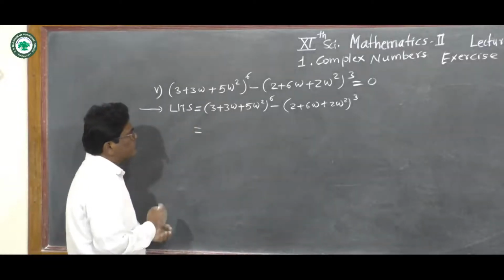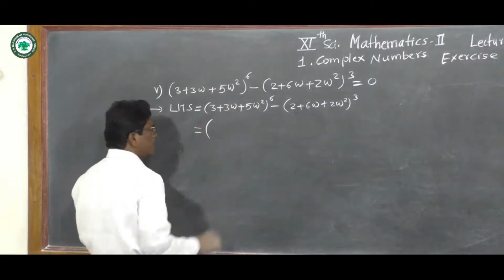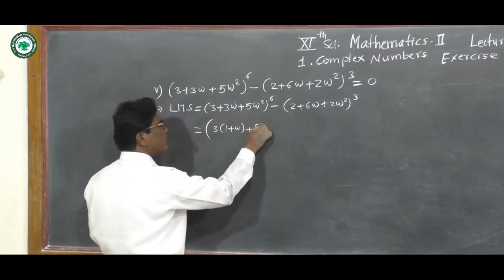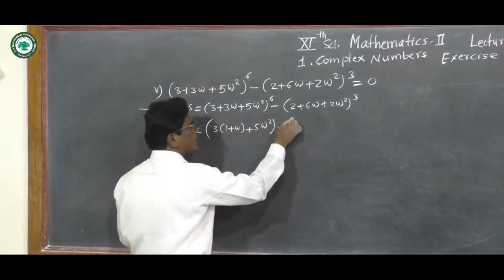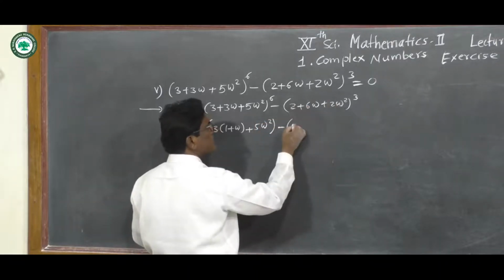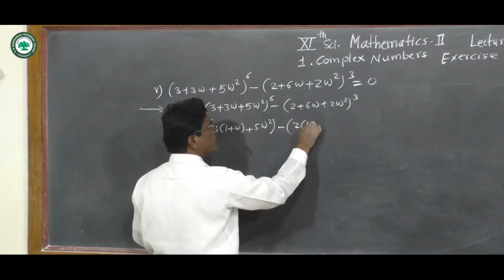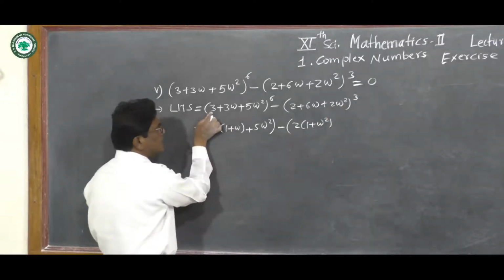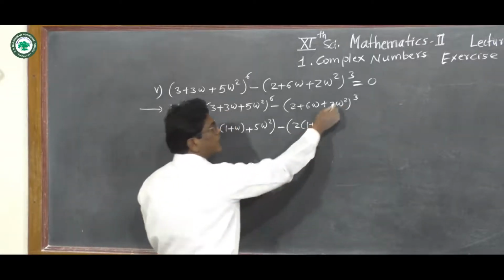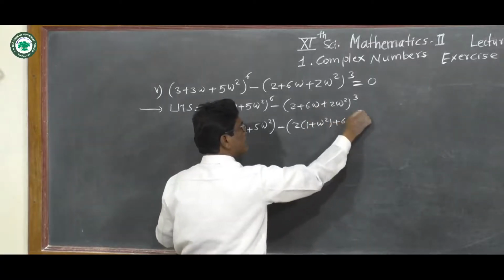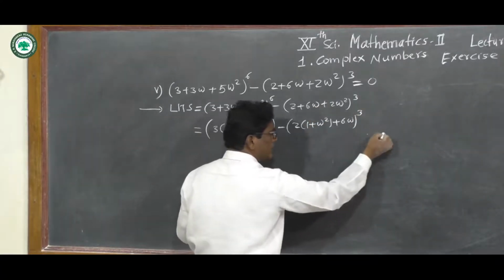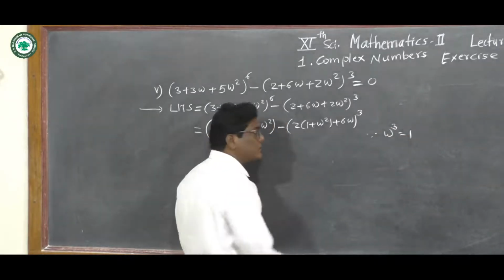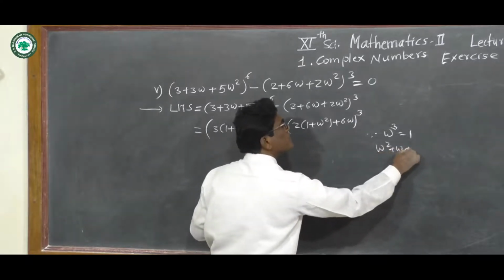So here, we take 3 common: 3 in the bracket 1 plus omega, and plus 5 omega square as it is, minus here 2 and 2 plus omega square. So take 2 common, 2 in the bracket 1 plus omega square. Here 2 omega square, take 2 common. Here 3 plus 3 omega, take 3 common. And plus here 6 omega as it is, to the power 3. Again, since omega is a complex cube root of unity, omega cube is equal to 1. Also we know the relation omega square plus omega plus 1 is equal to 0.